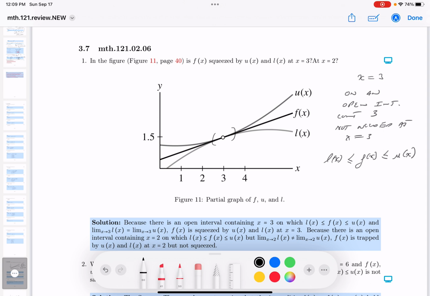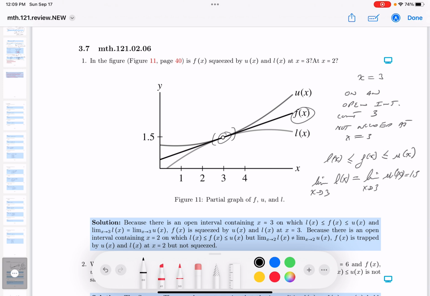I notice that the limit as x approaches 3 of L of x is the limit as x approaches 3 of u of x. And there's a limit over there. It looks about 1.5 to me. So what I know about this over here, I know the limit of that thing is being squeezed properly there.